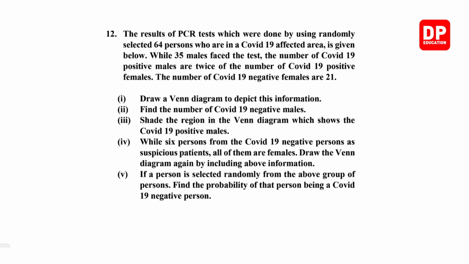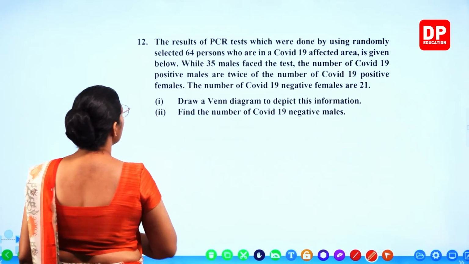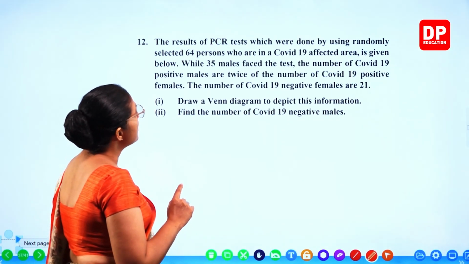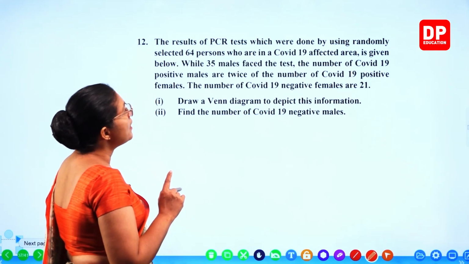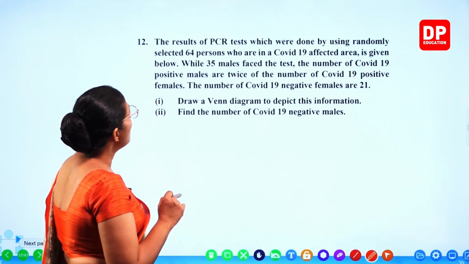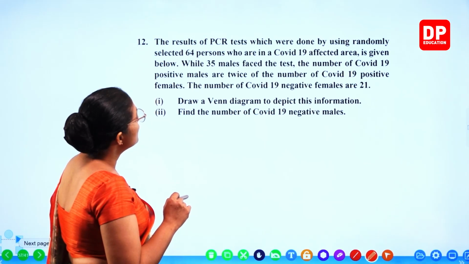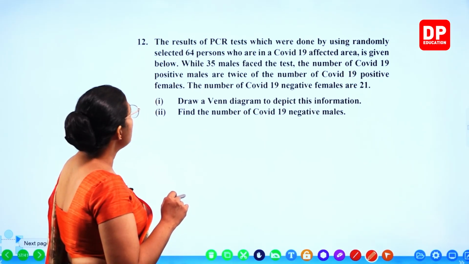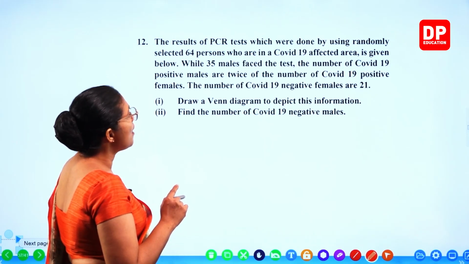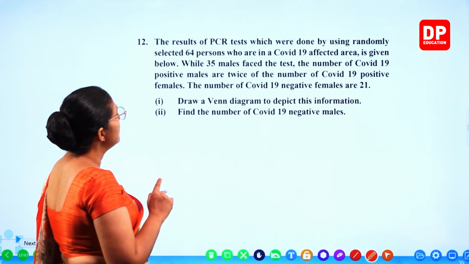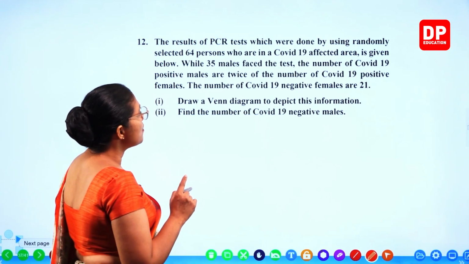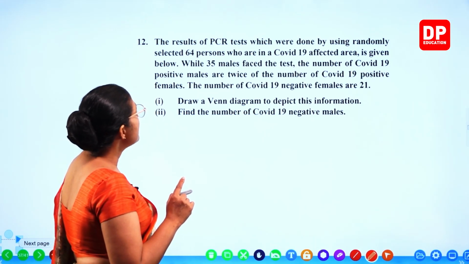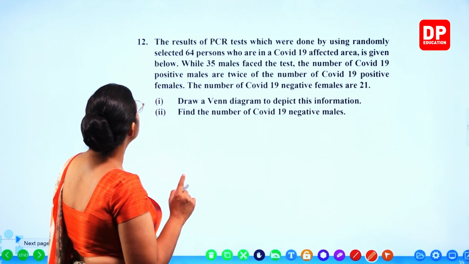Let's do the last one. Question number 12. It's about sets. The results of PCR test, which were done by using randomly selected 64 persons who are in a COVID-19 affected area, is given below. While 35 males face the test, the number of COVID-19 positive males are twice the number of COVID-19 positive females. The number of COVID-19 negative females are 21. Draw a Venn diagram to depict this information and find the number of COVID-19 negative males.